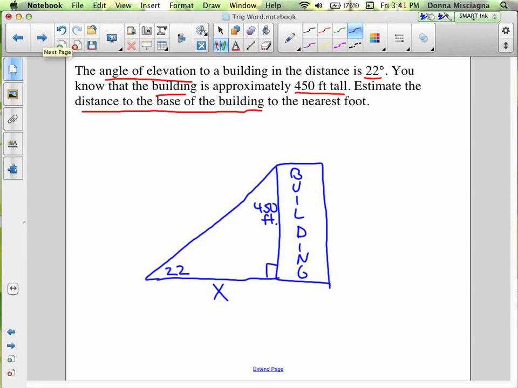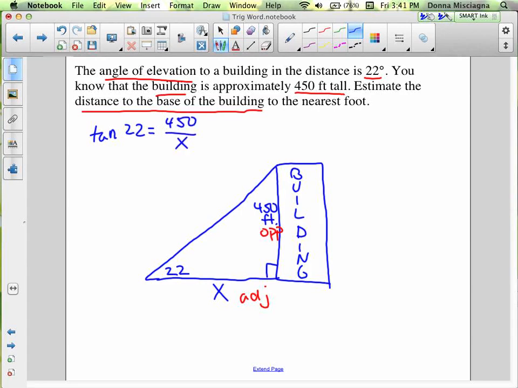All right, so now let's label our sides relative to our angle. The 450 feet across from that angle is the opposite, and next to it is the adjacent. And what could it be? Oh my gosh, it's tangent again. So we have tangent 22 equals opposite, which is 450, divided by adjacent, which is x.